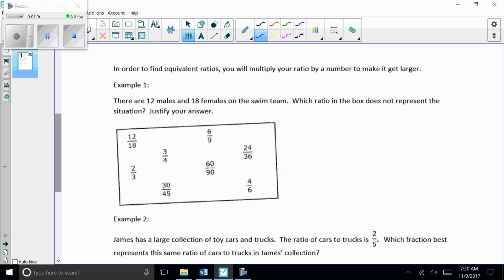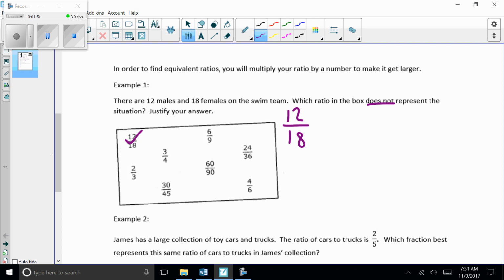So if we look at example 1, it says there are 12 males and 18 females on the swim team. Which ratio in the box does not represent the situation? Justify your answer. Okay. So I'm going to start with my original. My original is 12 over 18. So I know automatically that 12 over 18 does match it. So I'm done with that one.